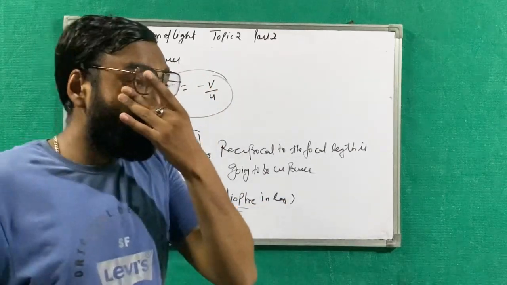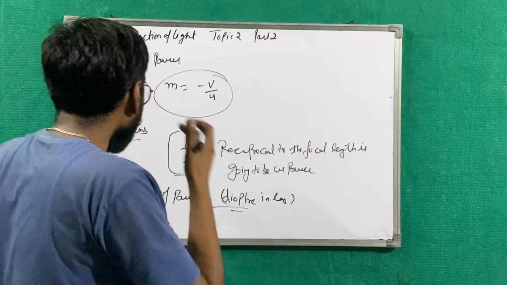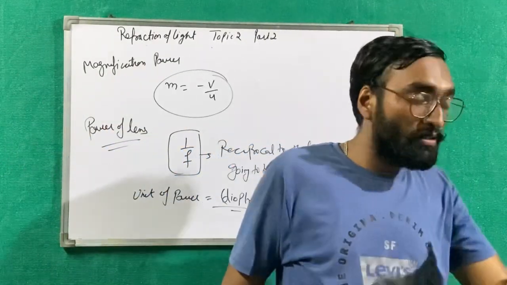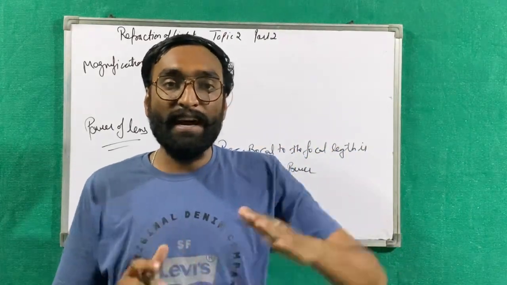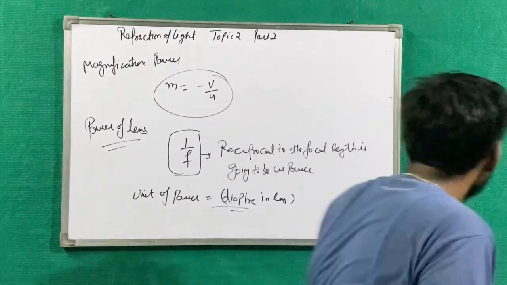So power of a lens is calculated in diopter. It is a relationship between 1 by f. This is going to be your power. So with this we have completed each and every topic of refraction, as well as in first video we have completed.